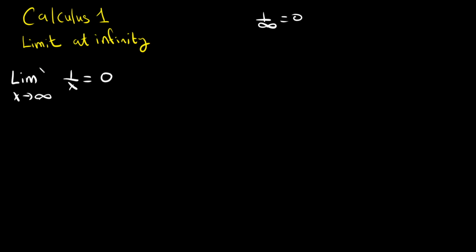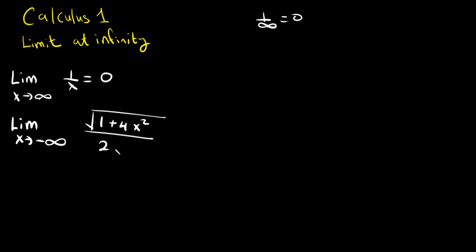Okay. So this is the basic thing you need to know for limits at infinity, because we're going to be using 1 over x to evaluate other, more complex limits, and this is certainly very helpful. So let's give you an example right here. Let's take the limit as x approaches minus infinity of the square root of 1 plus 4x to the power of 2, over minus x to the power of 3. Let's evaluate this limit.